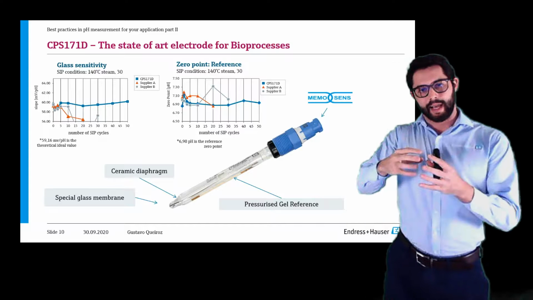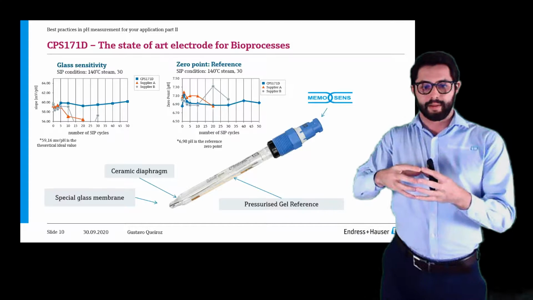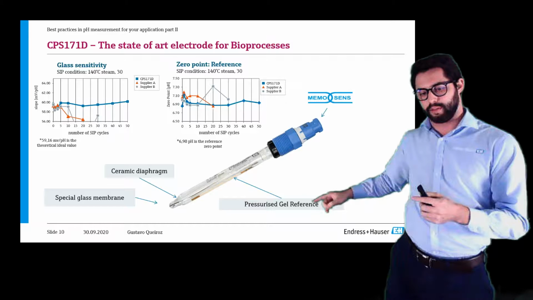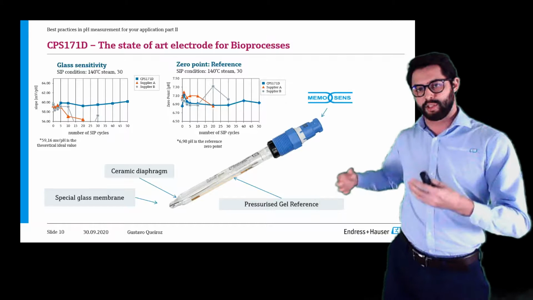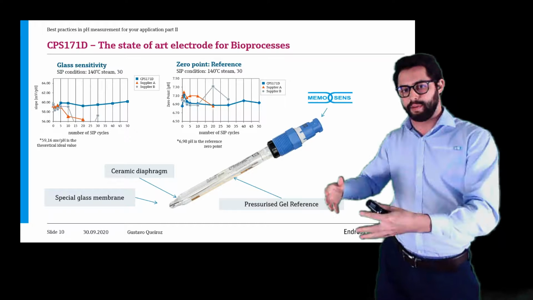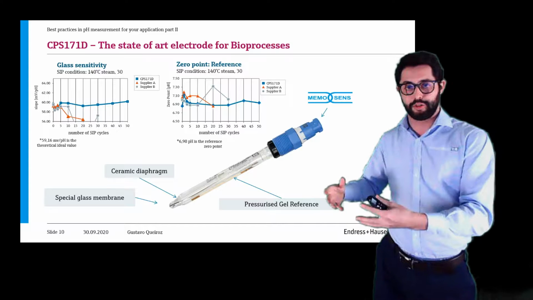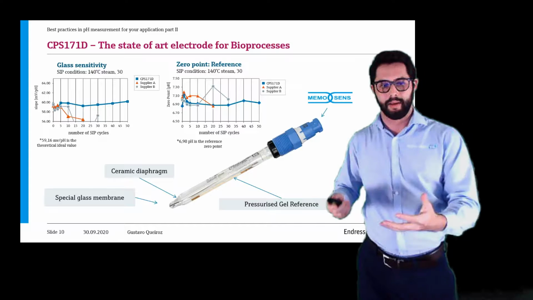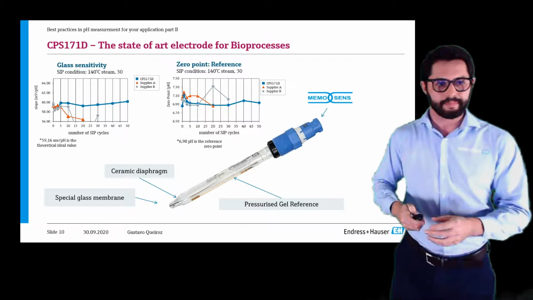And to help avoid the diaphragm being clogged, we also have what we call the pressurized gel reference. It pushes the KCl out of the electrode, ensuring that the diaphragm is always clean and able to measure. Okay, that's very good.